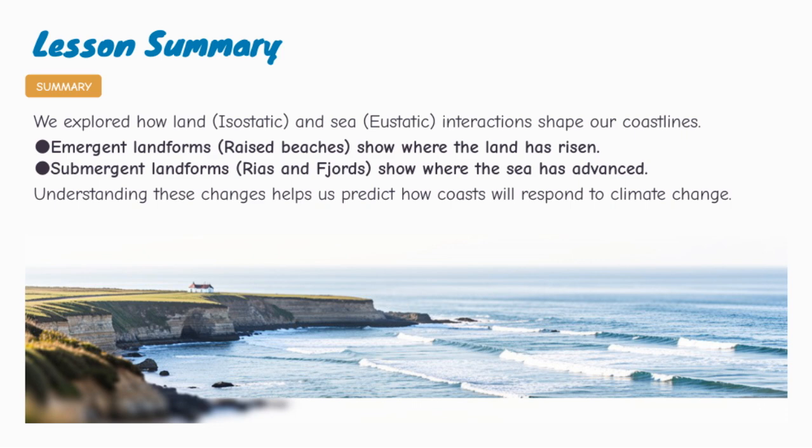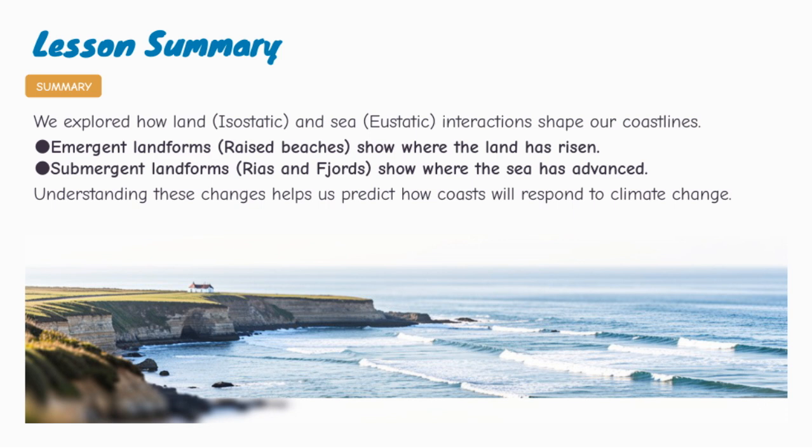Isostatic change is a local change in land level. During the last ice age, heavy ice sheets pushed parts of Britain down. Since the ice melted, northern Britain has been slowly rising through isostatic recovery, while parts of southeast England are sinking relative to sea level. We also looked at landforms created by changing sea levels.